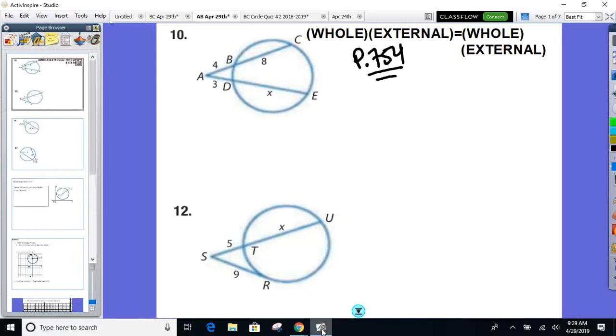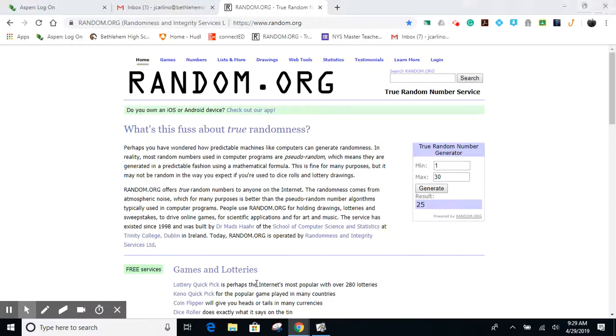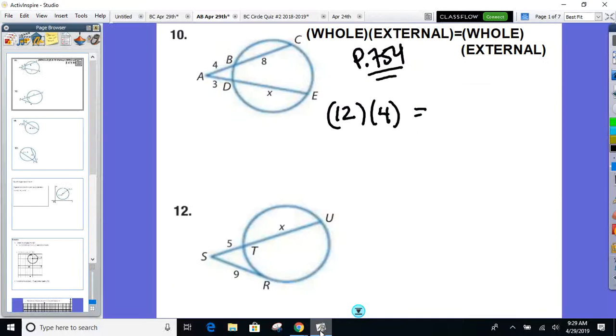Name a full secant for me. How long is a full secant up here? AC is 12. What about its external part? 4. All right, now go to the other secant for me. 15. What's the other secant length? 3 plus x. And what about its external part? 3. There you go. So that's the equation I use to solve 10. I don't need to tell you how to solve that. You should be able to on your own. Any issues on 10?